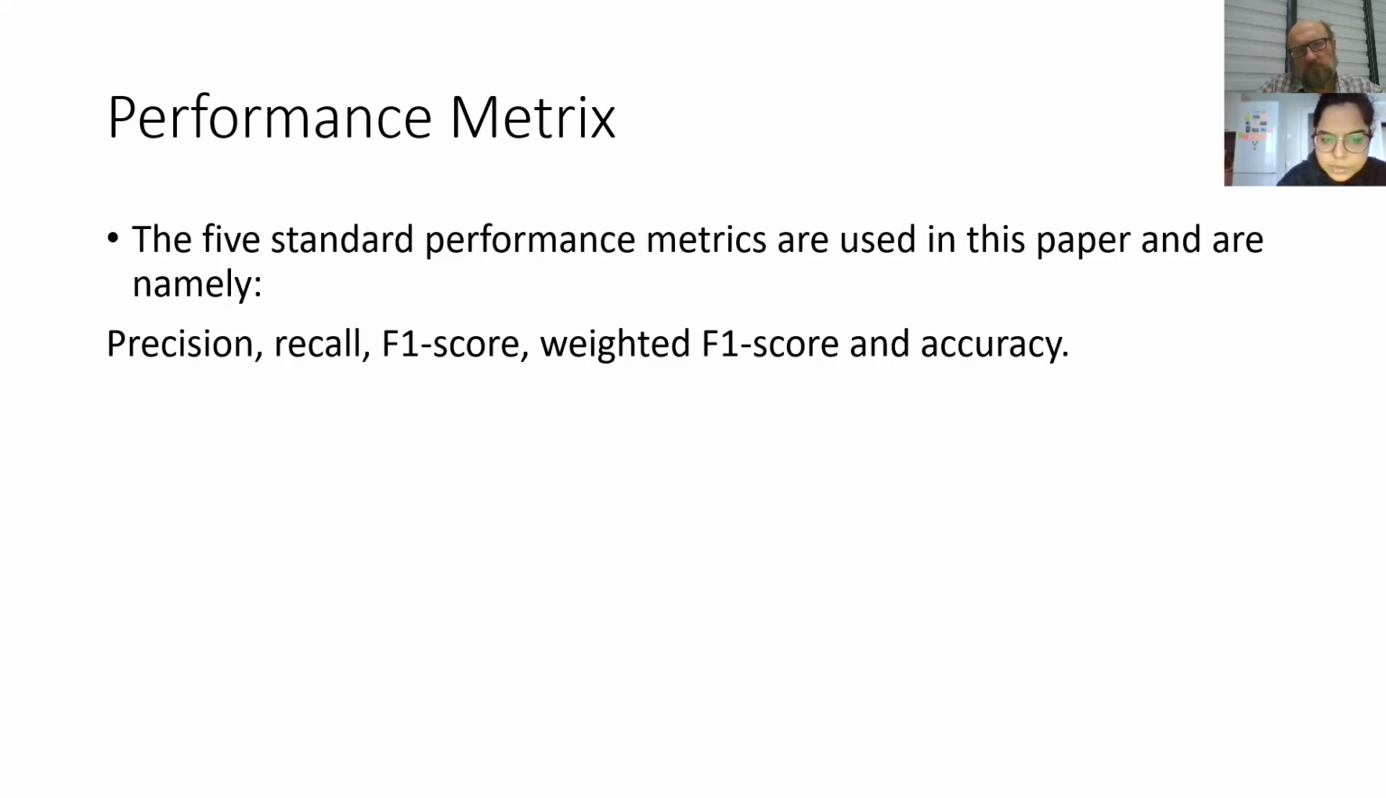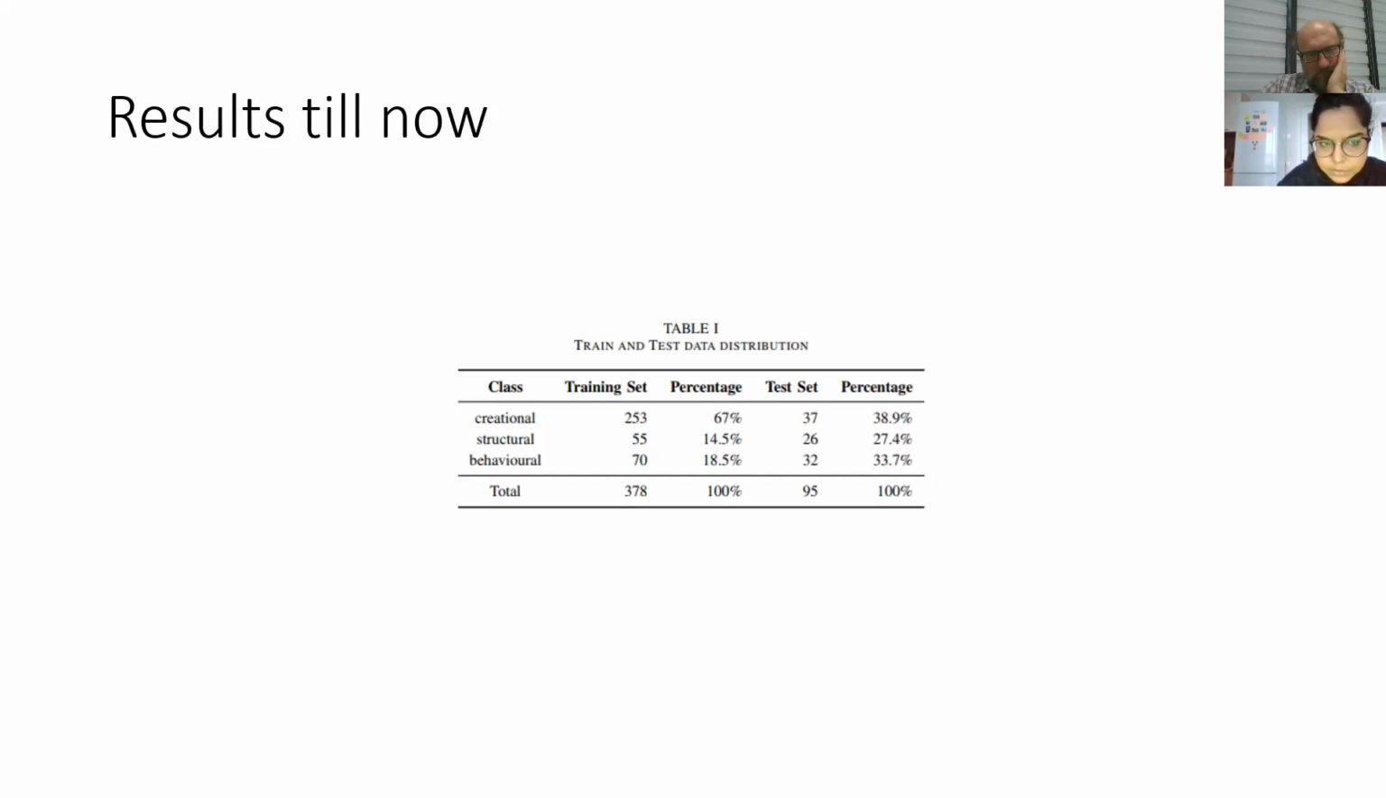Now performance metrics, there were 5 attributes: precision, recall, F1 score, and accuracy. So these 5 performance metrics were used. I want to show the results of what we got till now. All these data sets we generated, as I said from the beginning, we mostly focused on GOF.